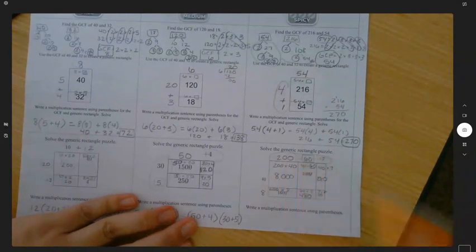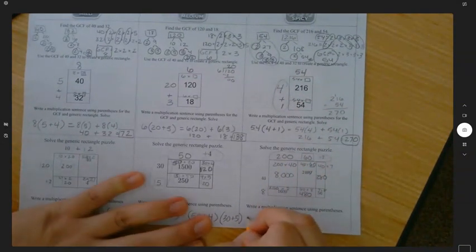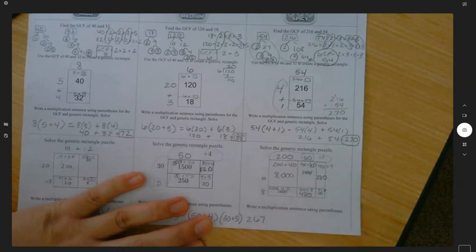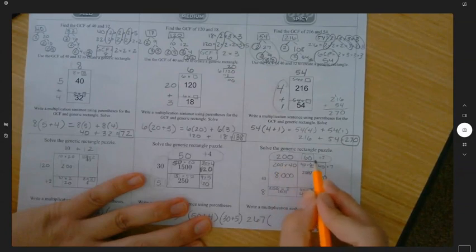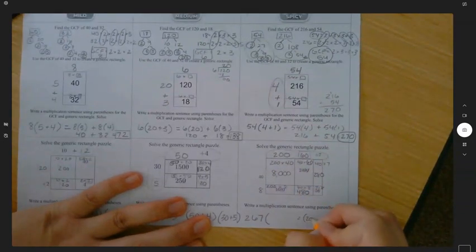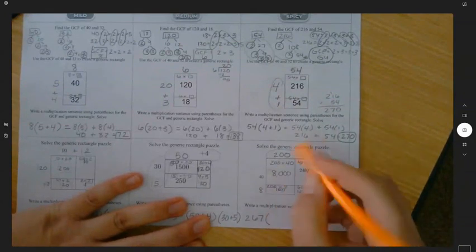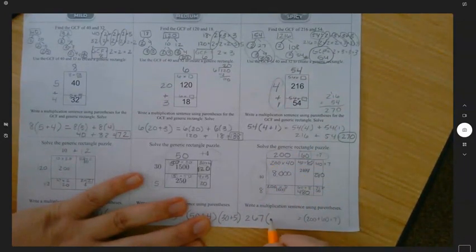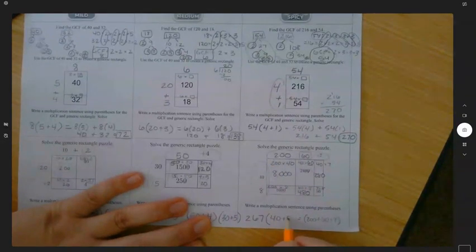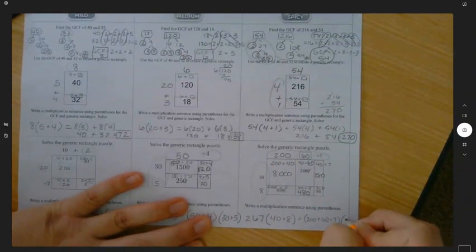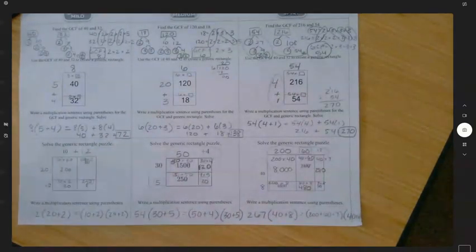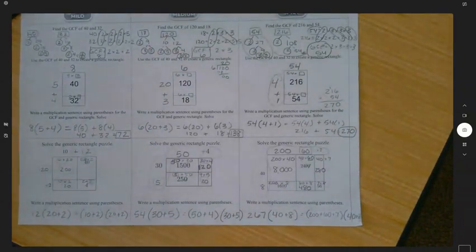All right, so in keeping with what we've been thinking about here, we are going to put these together. So we can either do 267 times something, or we can take all of these in a parentheses and do 200 plus 60 plus 7. And then we'll take this 40 plus 8 and 40 plus 8. So either of those, again, would work for that answer for a multiplication sentence using parentheses.